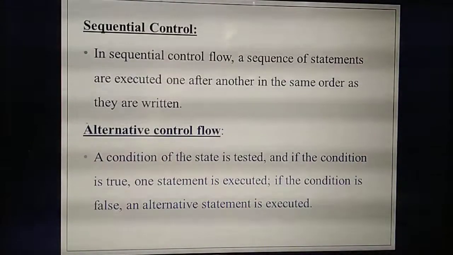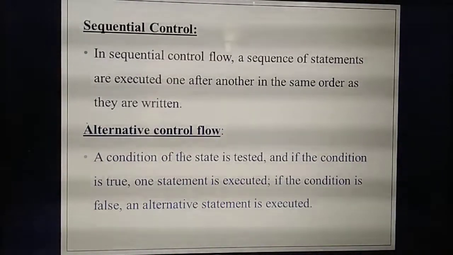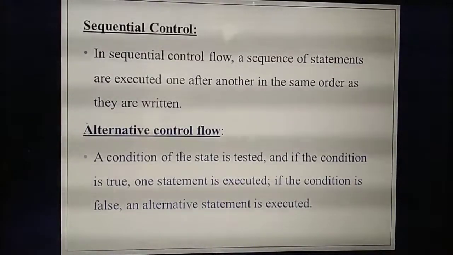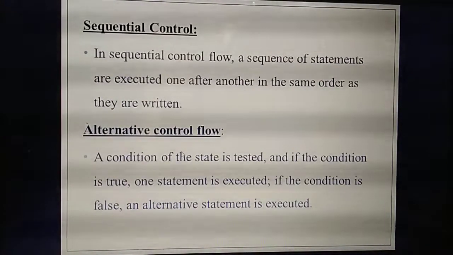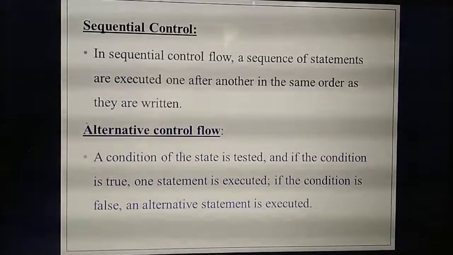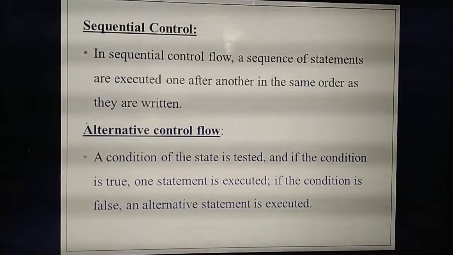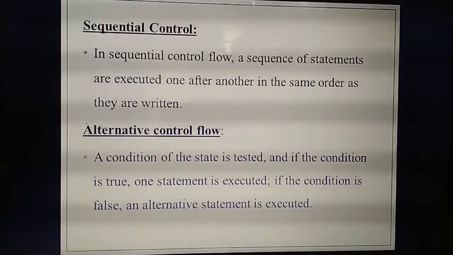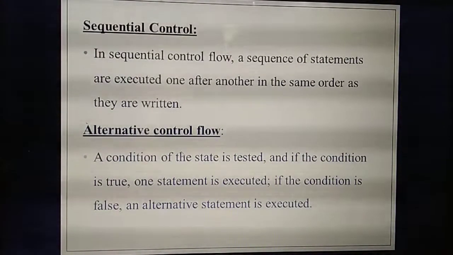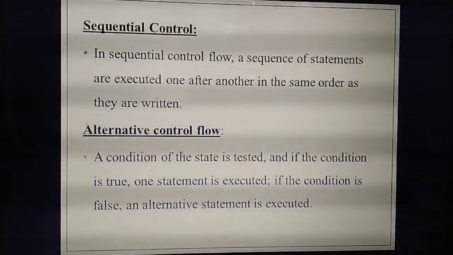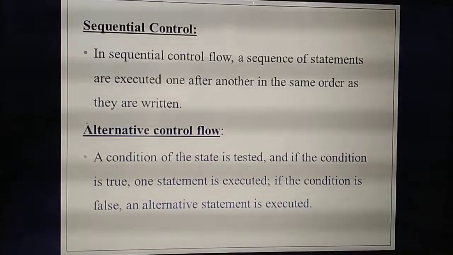The same example, the traffic signal. How many conditions are there? Condition means nothing but state. In the traffic signal, either the signal will be green, red, or amber. At that time, any one of the conditions becomes true. That means either the light will become green, red, or amber. Whichever condition is true, that condition's statements are executed.